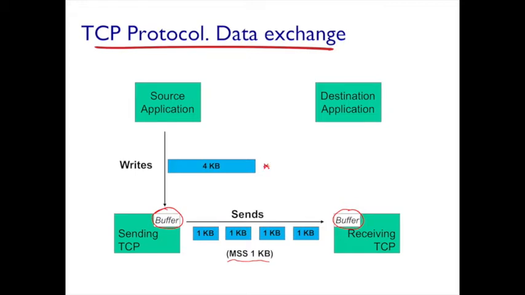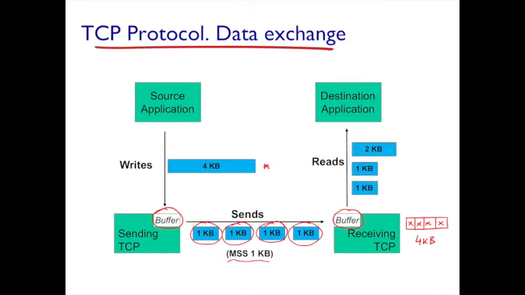a different number of segments according to the maximum segment size. For example, in this case, if we are sending 4 kilobytes, at the end we have to send 4 different segments with 1 kilobyte each. The maximum segment size is 1 kilobyte. Then imagine that the buffer again is 4 kilobytes and it is full. After receiving the 4 segments, the application can read, for example, first a couple of kilobytes, 1 and 2, then 1 kilobyte, then another kilobyte.